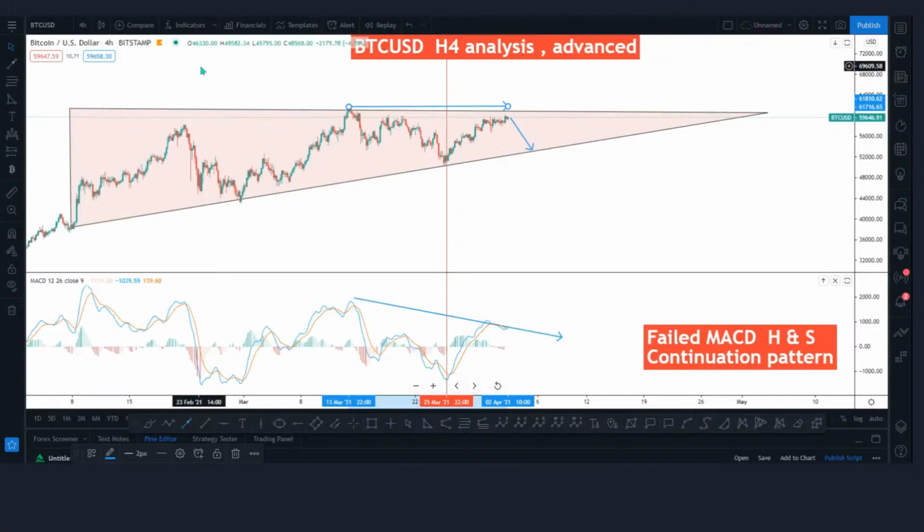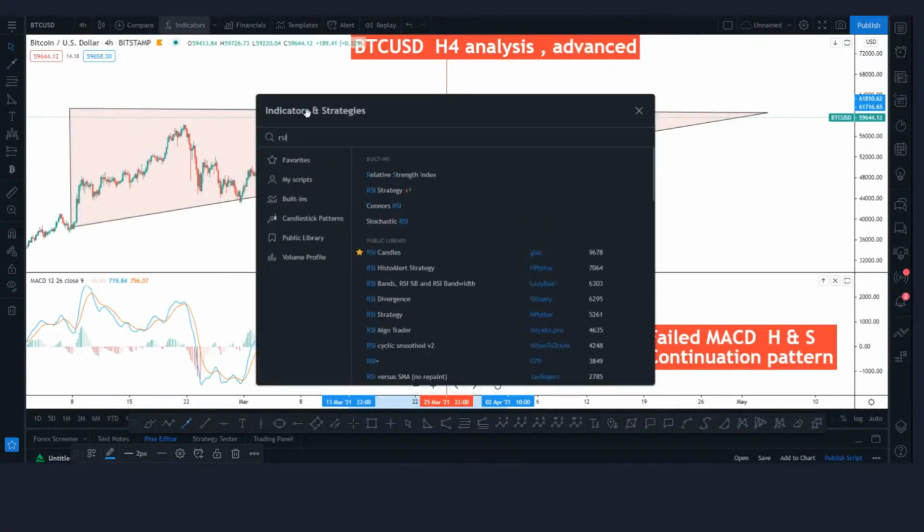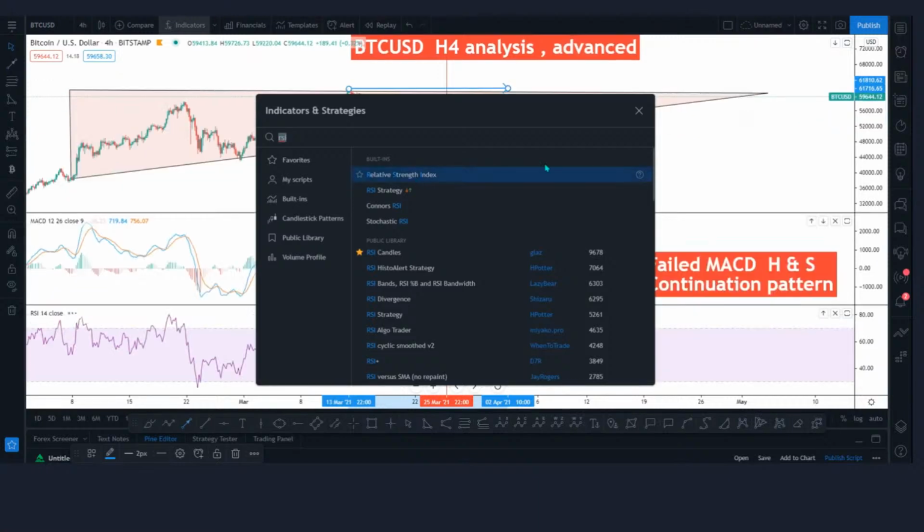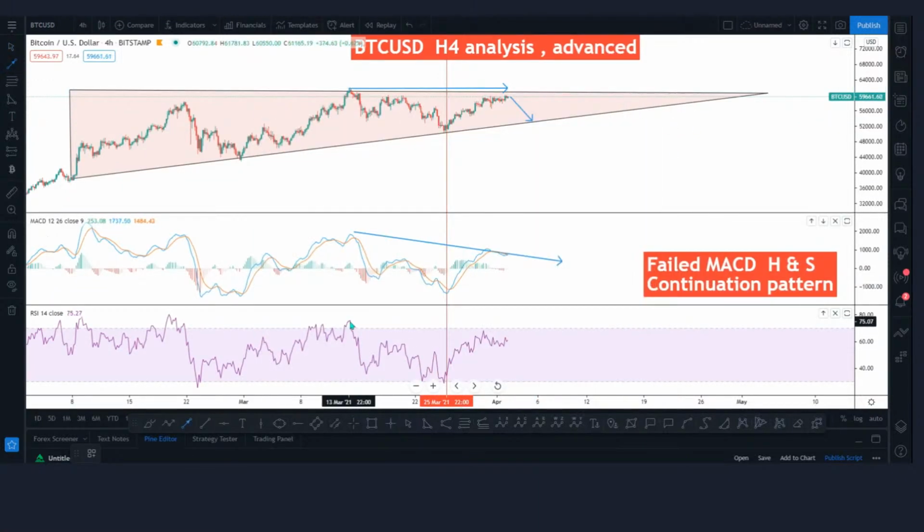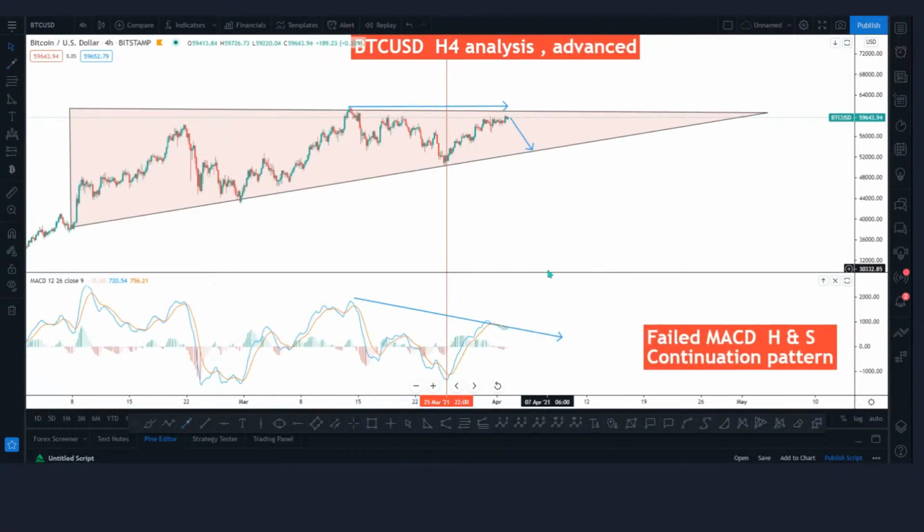Also, some people like to catch this in the RSI, so they put the RSI right there and check if there's a divergence. Like this one, see, the same scenario. I prefer MACD, just to give you an idea.